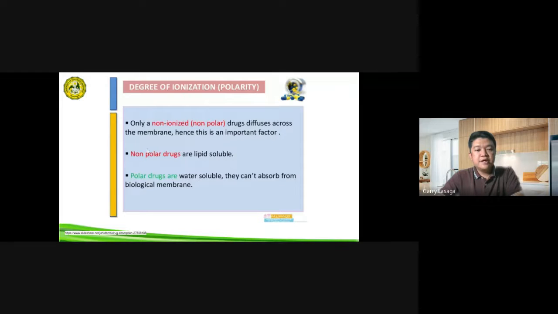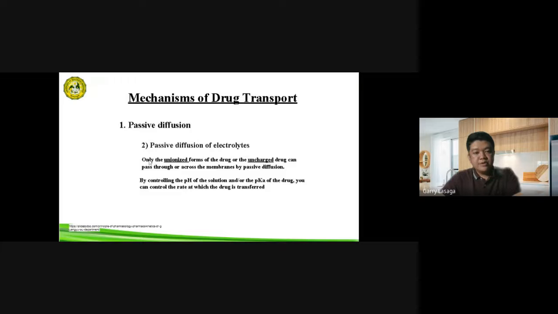Non-polar drugs are lipid soluble. Polar drugs are water soluble. They can't be absorbed from the biological membrane. So only the unionized forms of the drug, or the uncharged drug, can pass through the membrane by passive diffusion. By controlling the pH of the solution and the pKa of the drug, you can control the rate at which the drug is being transferred.